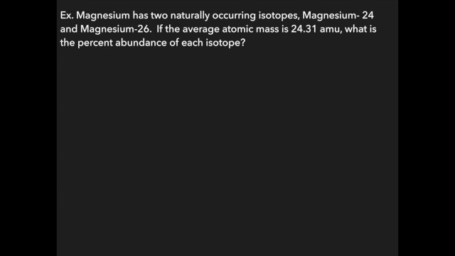Well, if the percent abundance of magnesium 24 is X, then the percent abundance of magnesium 26 is going to be 1 minus X. So it would be 24X plus 26 times (1 minus X). Now it's 1 minus X, not 100 minus X, because remember, when you find your average atomic mass, you are using the decimal version of the percent, not the percent itself. And so that is going to be equal to your average atomic mass, which was 24.31.